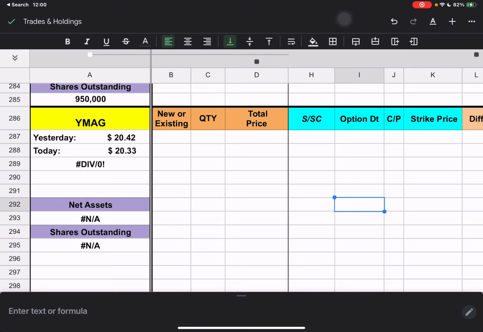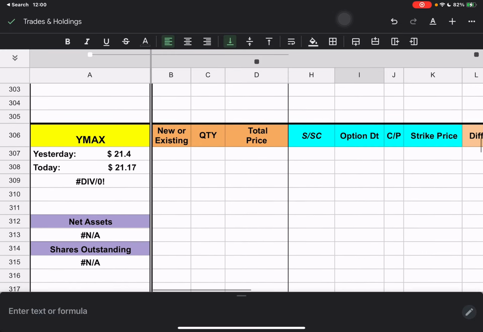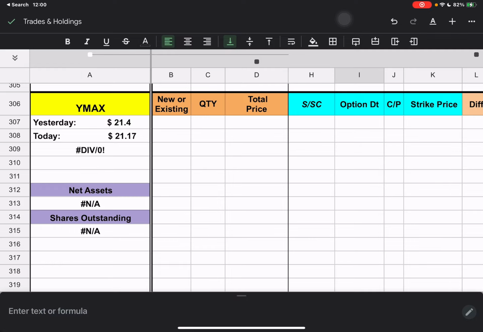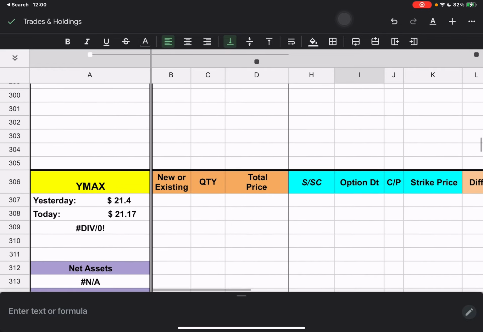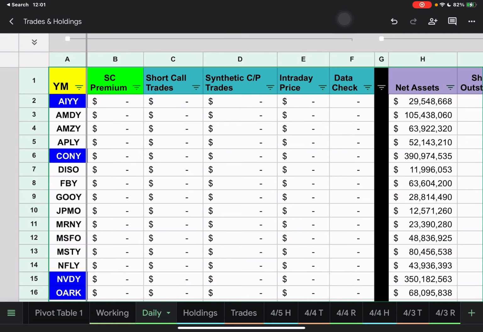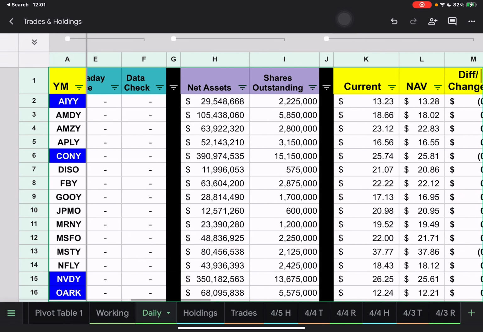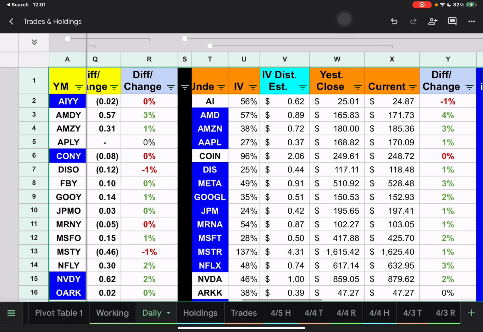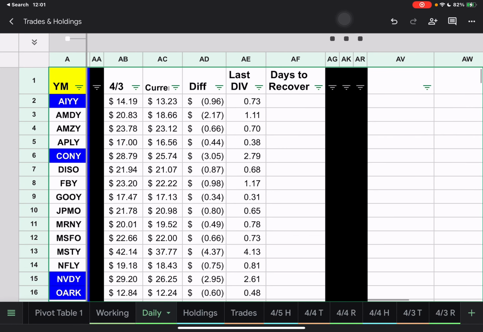So YMAG closed yesterday at 20.33 and YMAX closed at 21.17. And just so you know, if you don't watch the daily roundup, I added today, at a request, this here on the end, so we can see how many days it takes for some of these to recover. Of course, the market has since gone down.